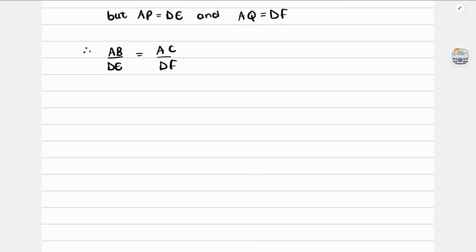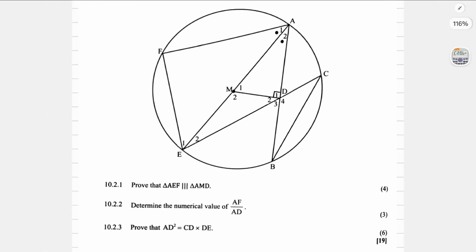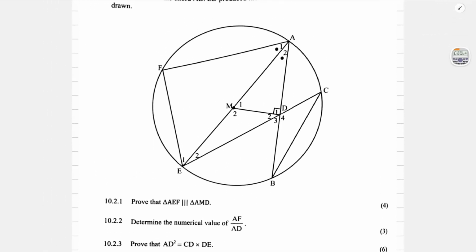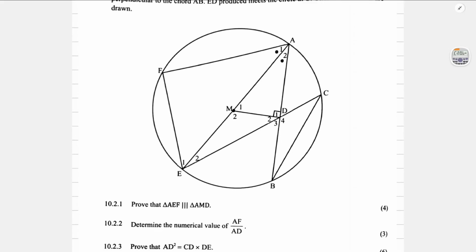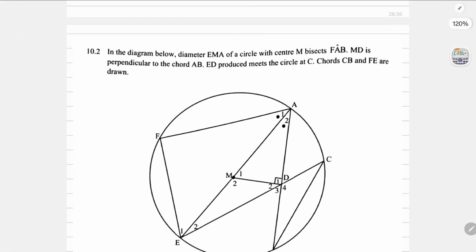So that is it for that first part of question 10. And then we move on to 10.2, which is on a diagram. We have 3 questions here. Let's go ahead and start with 10.2.1, but let's read the information first.